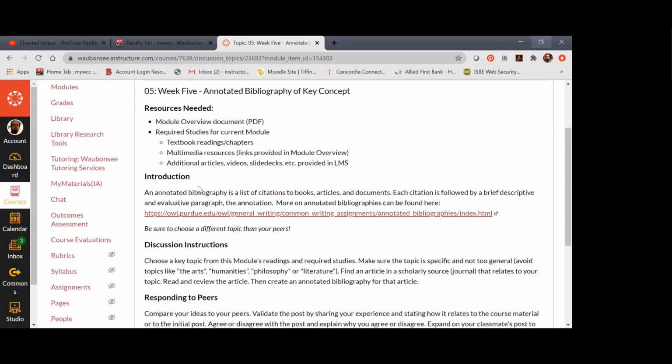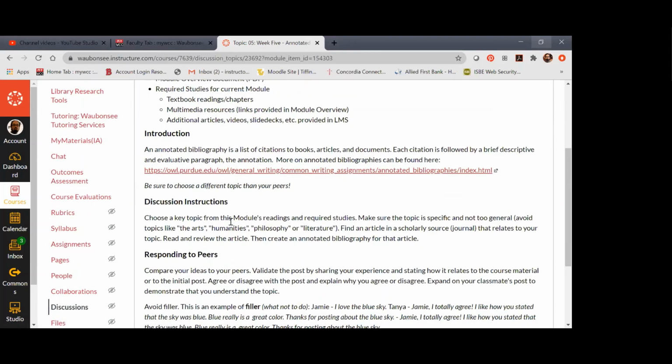So once you've chose your topic and learned what an annotated bibliography is, you'll go to something like Google Scholar or the college's library and find an academic journal or article. So it has to be a scholarly source, and you're going to read that source and then create your summary and your analysis of the article, and then share that in the forum.